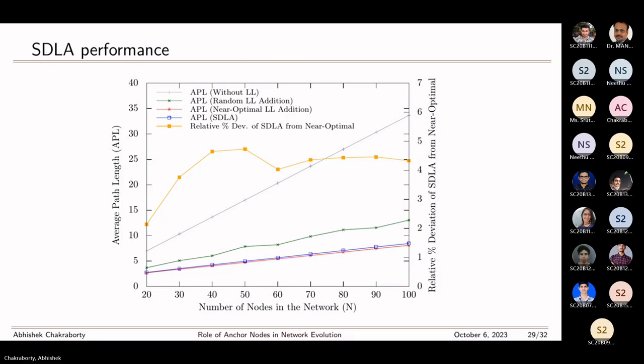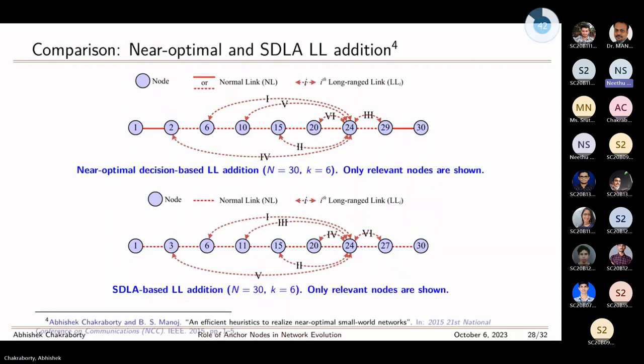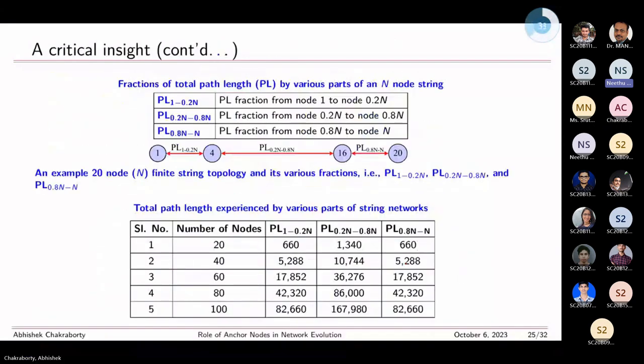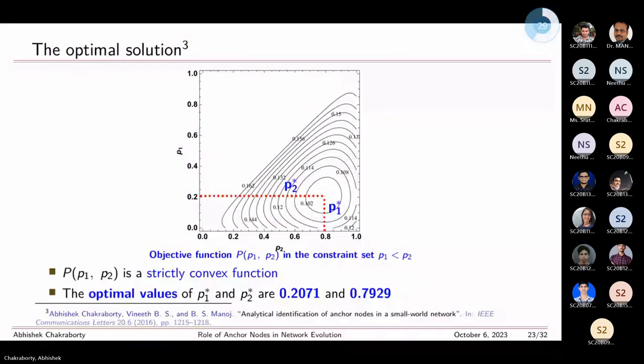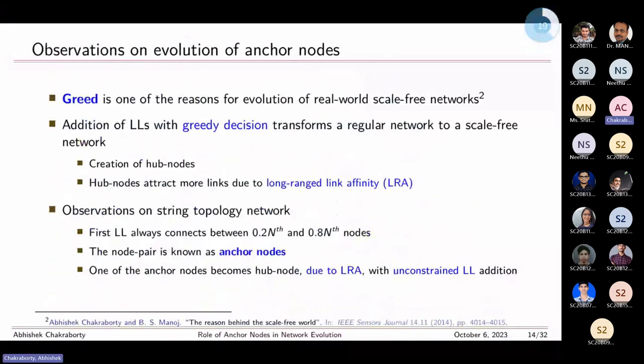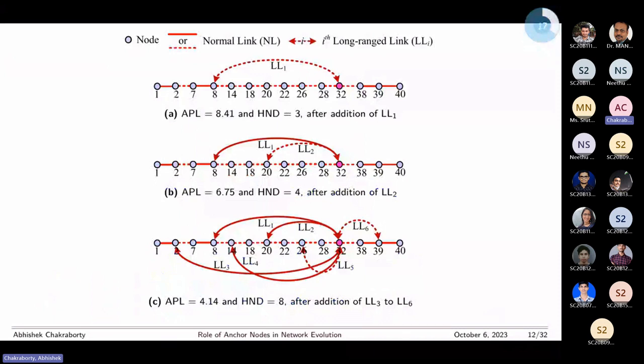For the 40 node network, you told that 8 and 32 are the anchor nodes. Are both anchor nodes, or is 32 only the anchor node? Let me explain one more time. Here we are telling that node 8 and node 32 both are anchor nodes. Here you are seeing only 6 link additions, right?